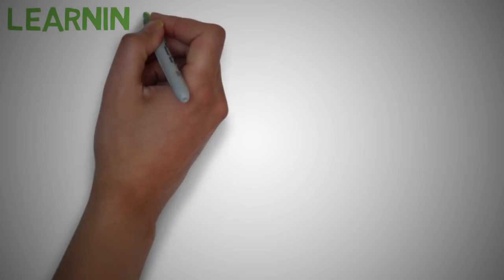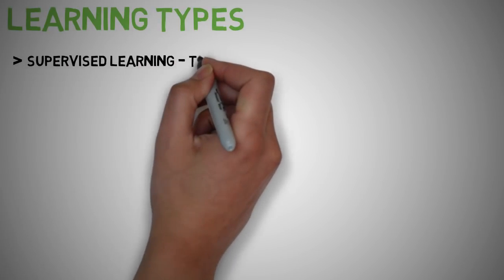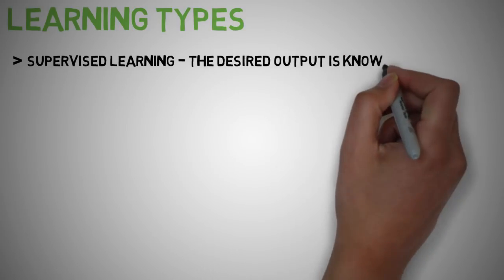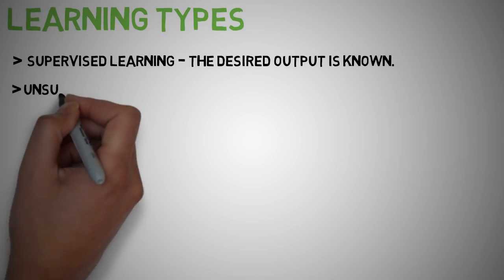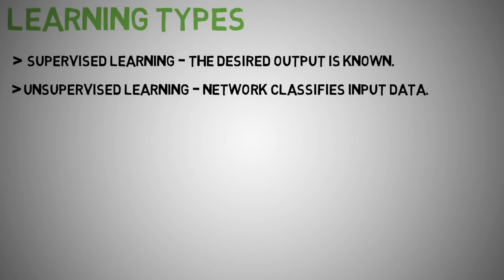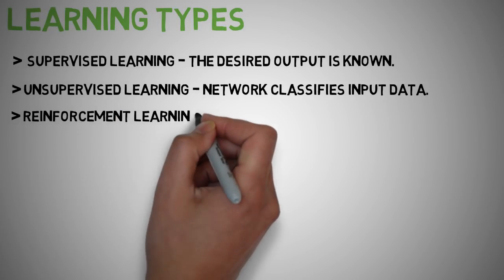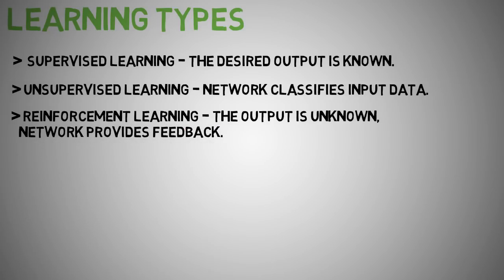Types of learning in neural networks. We have supervised learning, where the training data is input to the network and the desired output is known. Weights are adjusted until the output yields the desired value. Unsupervised learning. The input data is used to train the network whose output is not known. The network classifies the input data and adjusts the weights by feature extraction in the input data. Reinforcement learning. This is when the output is unknown, but the network provides feedback whether the input is right or wrong. It is a semi-supervised learning sort of.